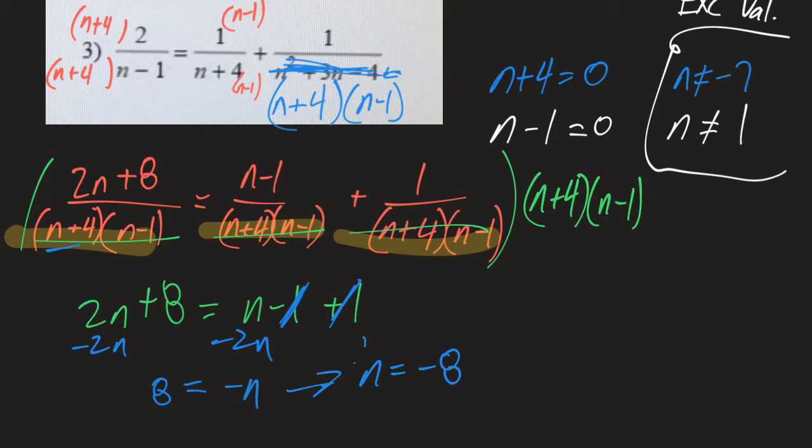So tell me something. This answer, is it valid or not? Well, it's not one of my extraneous solutions, so I'm going to say that is okay. And the answer ends up being n equals negative 8.